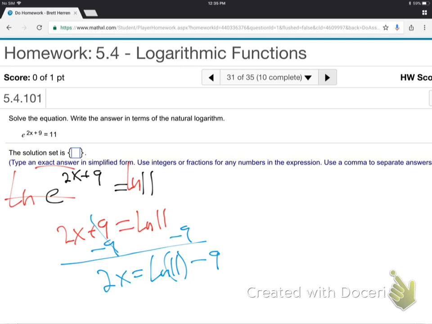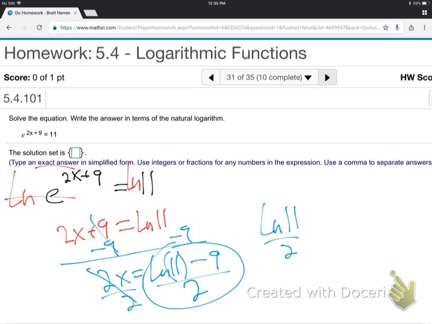Last step, divide by 2. There's what they want you to type in. Just like that. Is it the same if you move the 2 over, so you have ln 11 over 2 minus 9? Like that? No, that 2's got to be underneath everybody. So you could write it like that. They could both have their own separate 2. Or one big bar, but the 2 is dividing, right? Because I divided the whole left side by 2. I've got to divide the whole right side by 2.